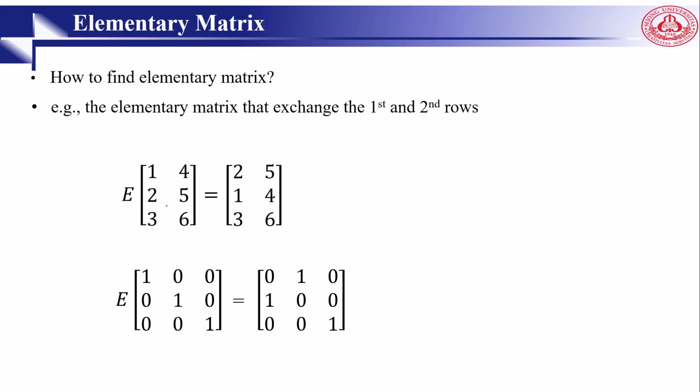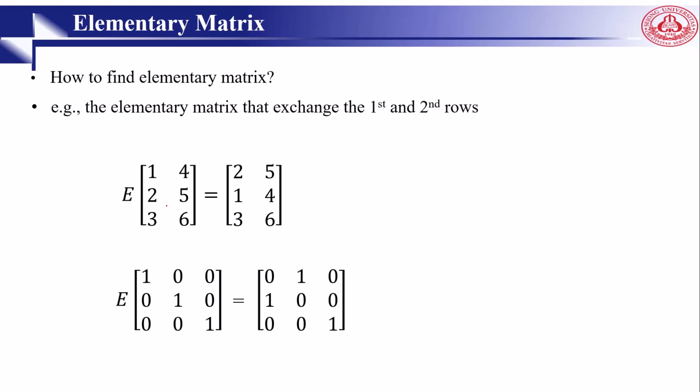Elementary matrices are a specific type of square matrix that represent a single elementary row operation. These operations are swapping rows, scaling a row, and adding a multiple of one row to another row. Now, the question is how to find an elementary matrix which helps us to do the row operation.